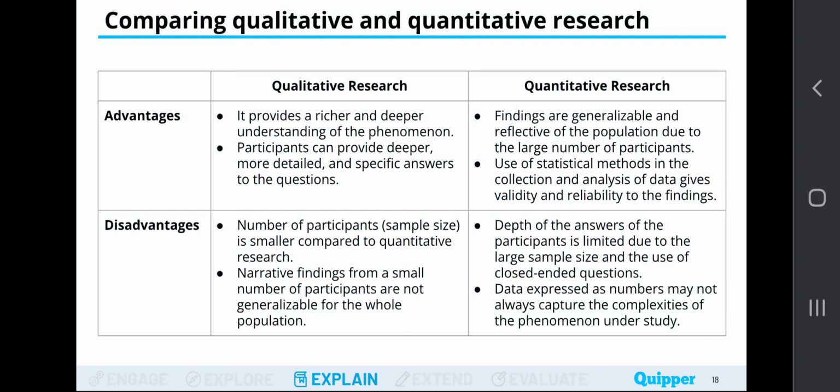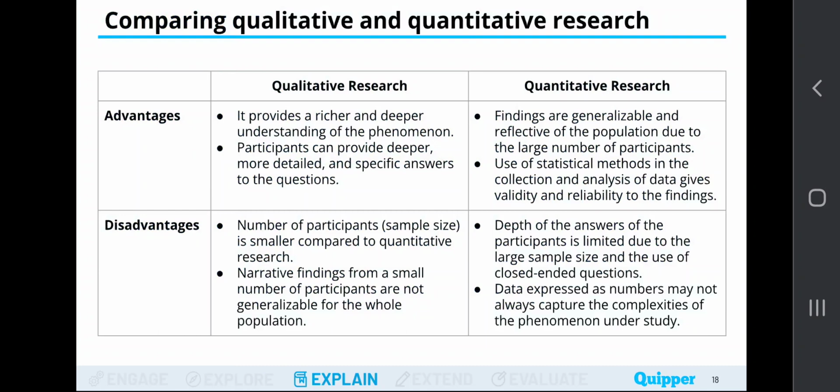What are the disadvantages of qualitative and quantitative research? In qualitative research, the number of participants or the sample size is smaller compared to quantitative research. Since we are going to talk about providing a richer and deeper understanding of the phenomenon, the sample size or the number of participants is going to be smaller compared to quantitative research, where enriching and deepening of the understanding of the phenomenon is less or is provided differently.